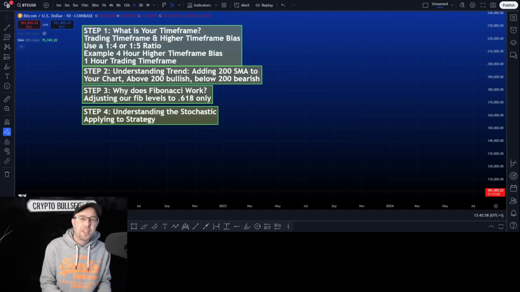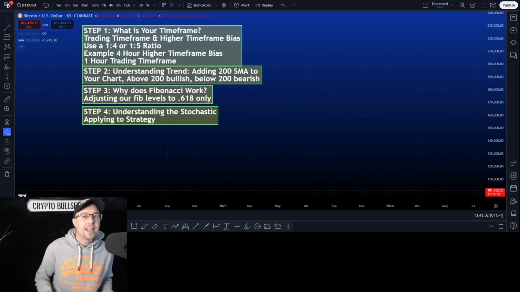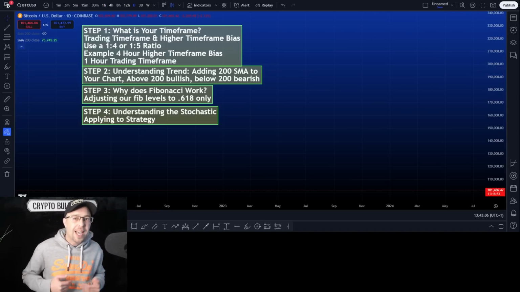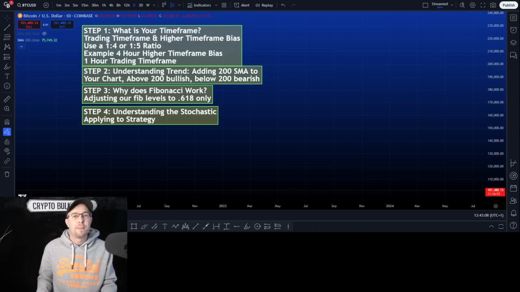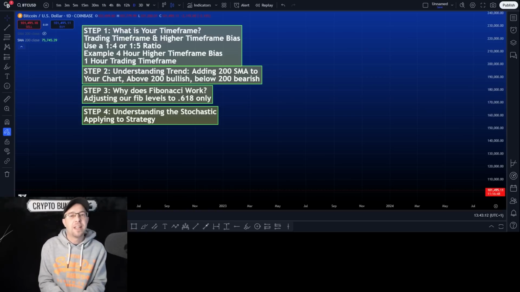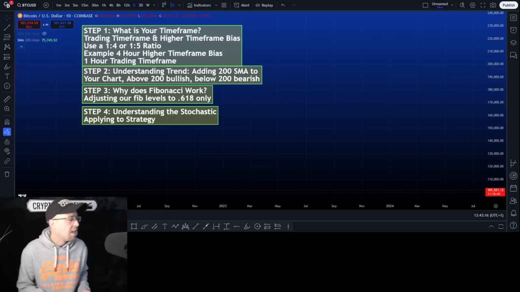Okay guys, so I'm trying to do this in an orderly fashion. We've got the time frame analysis. You know what your time frame analysis is now. We've added the 200 moving average. That's our trend bias. Then we added the Fibonacci. We looked at why Fibonacci worked. We looked at sticking points on Fibonacci, and we looked at how to tailor the Fibonacci to our strategy, i.e. add the 618, nothing else.